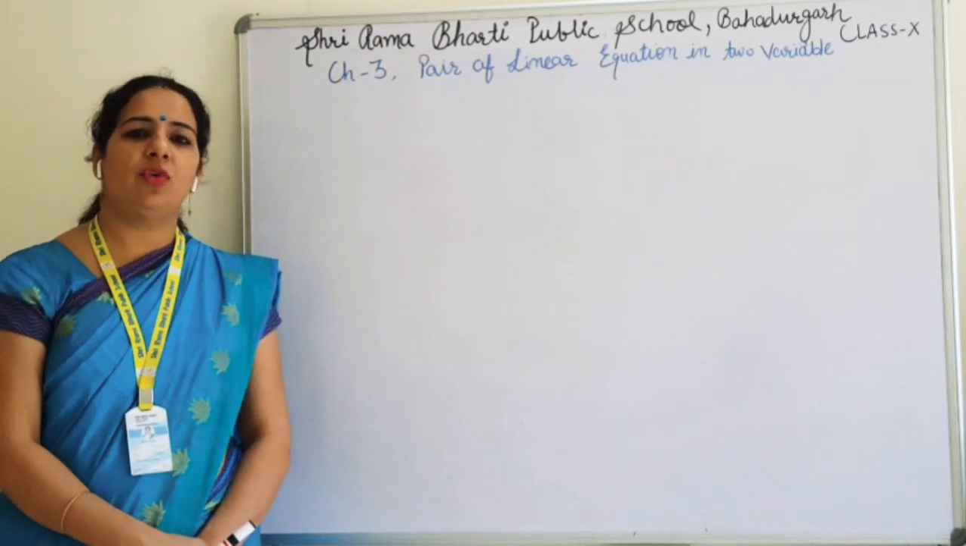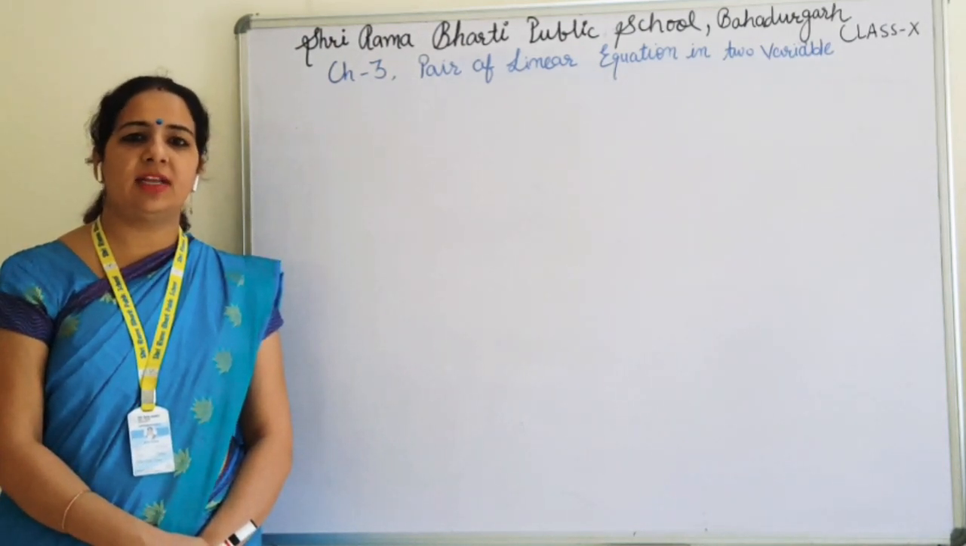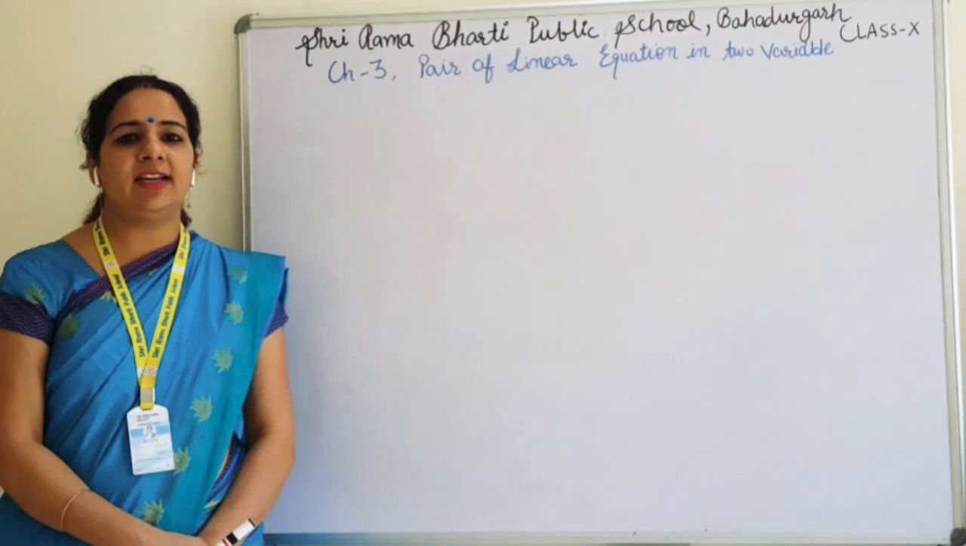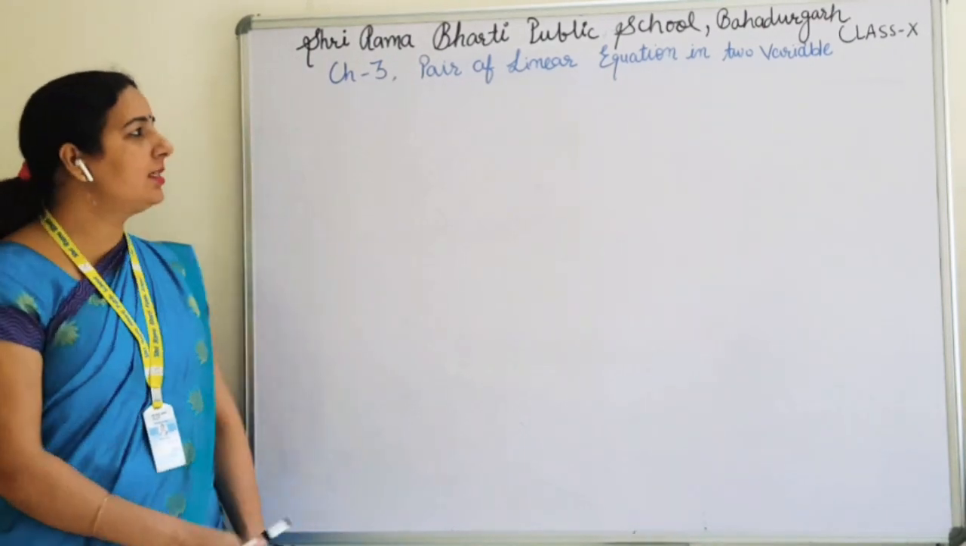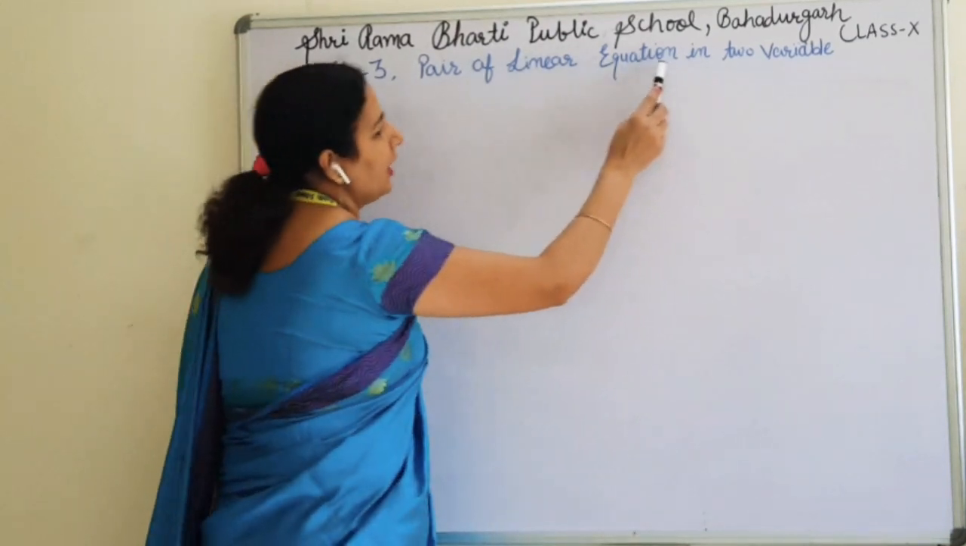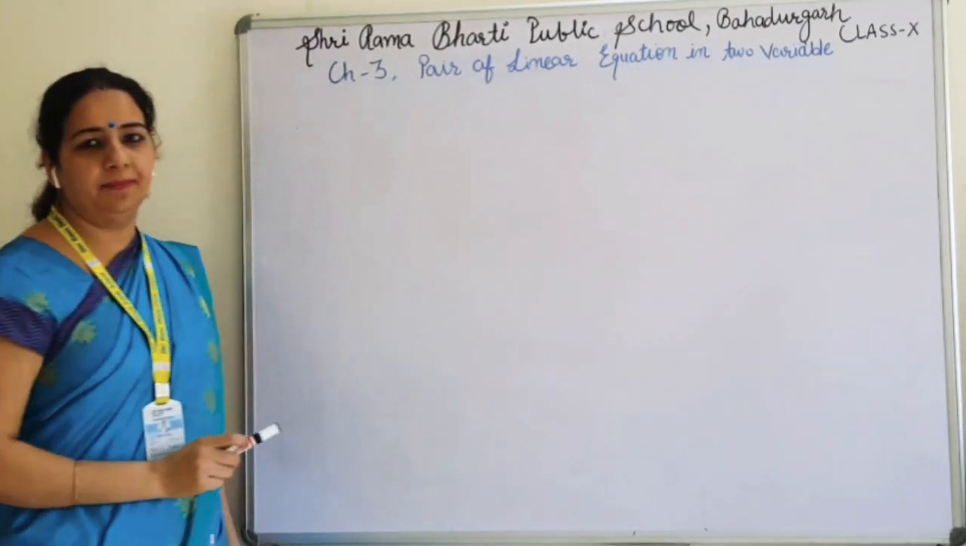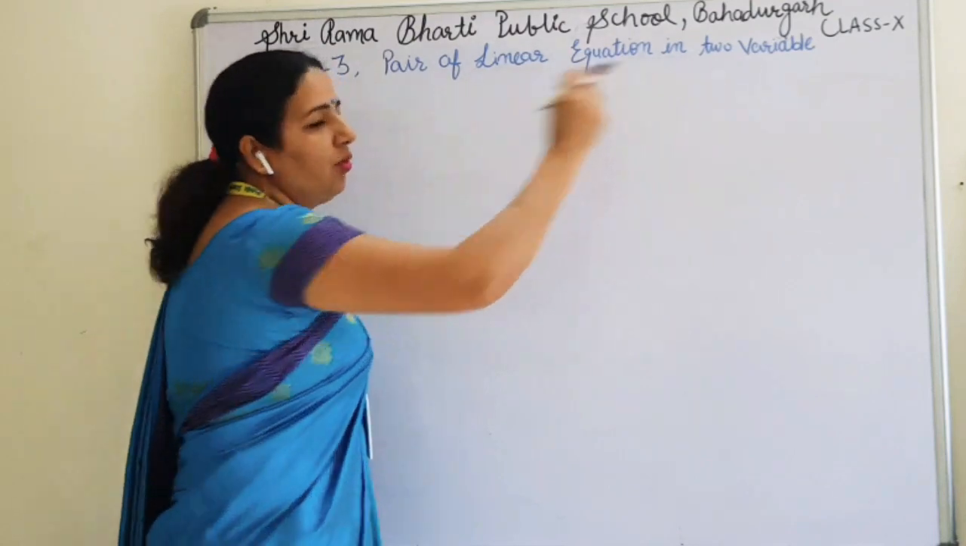As students, we have already completed our last chapter, that is probability. Now the next chapter that we are going to start is chapter number 3, that is pair of linear equation in two variable.